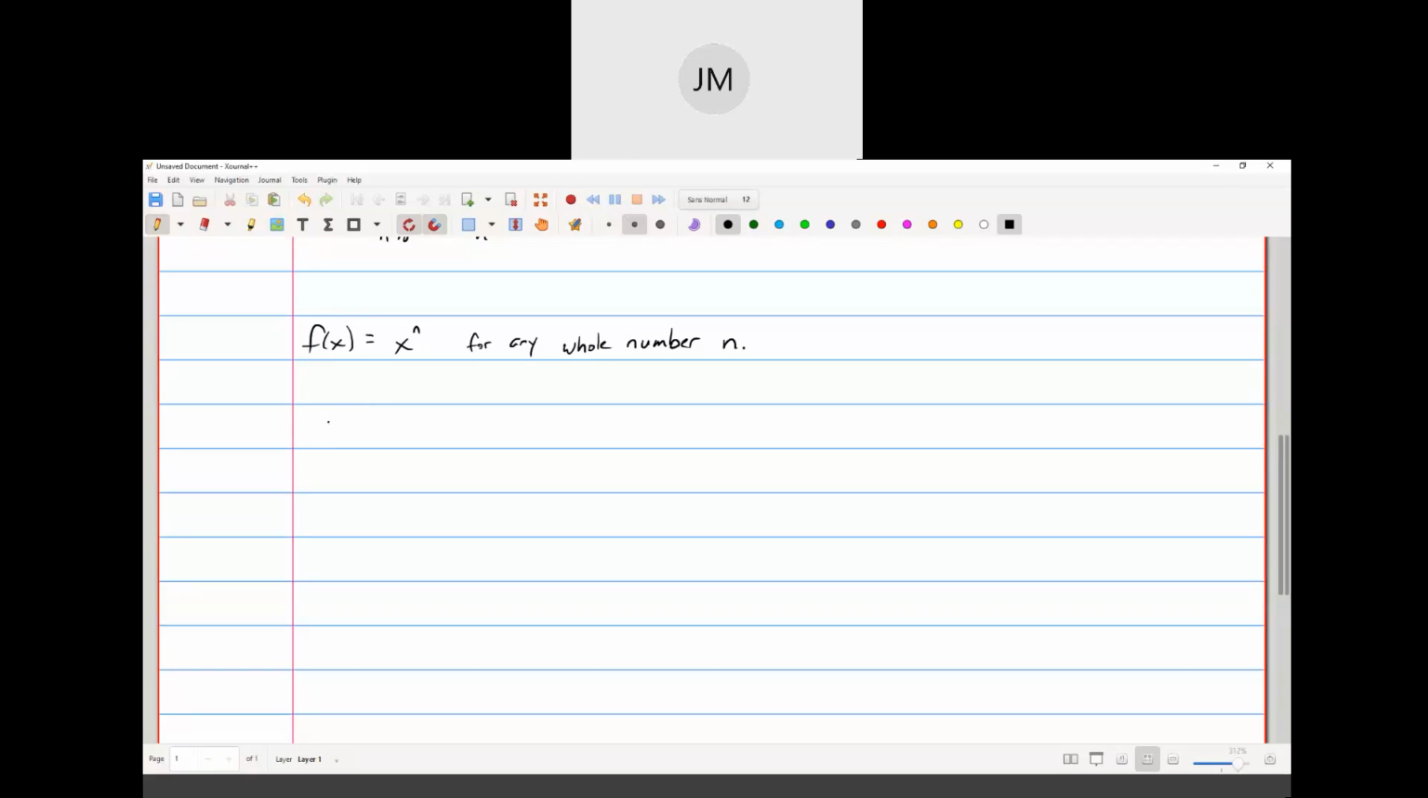Okay, so once again, I want to start with my limit definition of the derivative. So I have f of x plus h minus f of x all over h. And here's where I'm going to pause for a moment, and I want to figure out what this looks like. Okay, so I know that f of x is x to the n. So f of x plus h is x plus h to the n, okay, which you can think of as x plus h times x plus h a bunch of times.